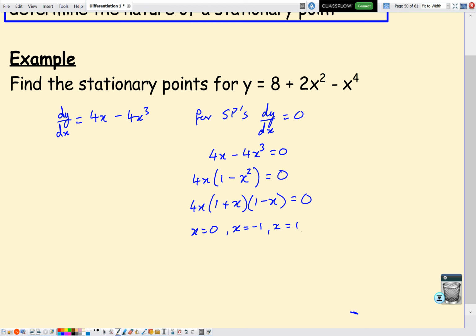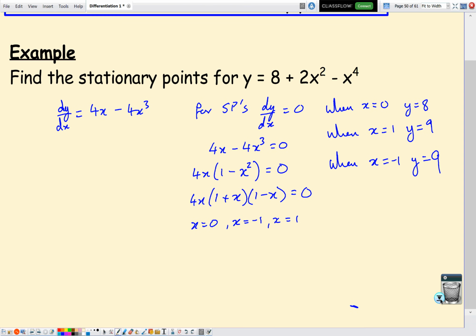I'm finding stationary points, so I better find the y values that go with it. So when x is 0, y is 8. When x is 1, y is equal to 8 plus 2 is 10, take away 1 is 9. And when x is equal to minus 1, y is equal to 10, take away 1, or y will be equal to 9 again. Right, so that's our three coordinates, but we need to find the nature of them.